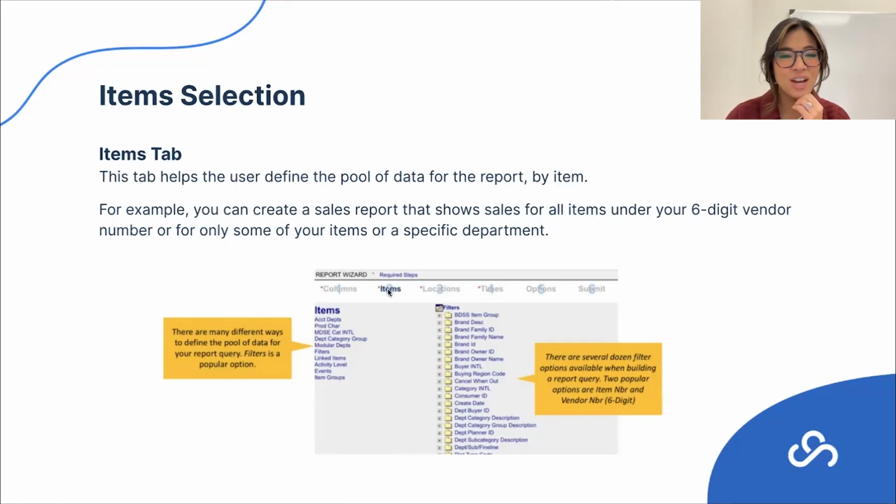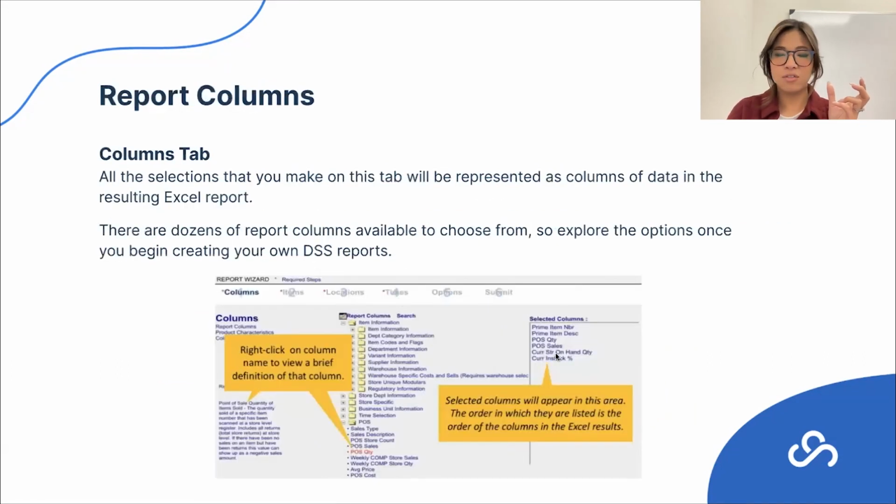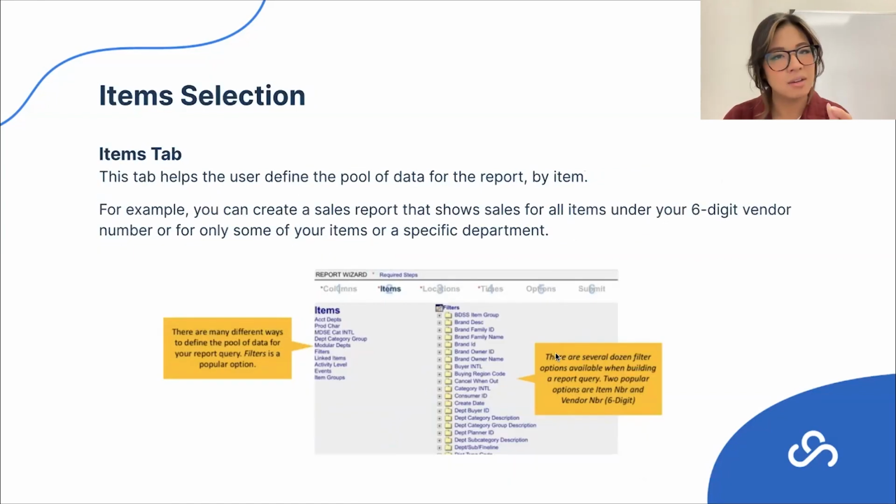So when you go to the items page, it's going to look almost exactly like the columns page, a whole bunch of different folders, but essentially what you're trying to do is tell DSS what items you are trying to pull this data back for. So are you trying to pull for a specific item number? Are you trying to pull for a department? Are you trying to pull for your specific buyer? And again, remember how we talked about the framework on how you build a query, refer back to that. So what is your buyer asking for? And then build your query based off of that.